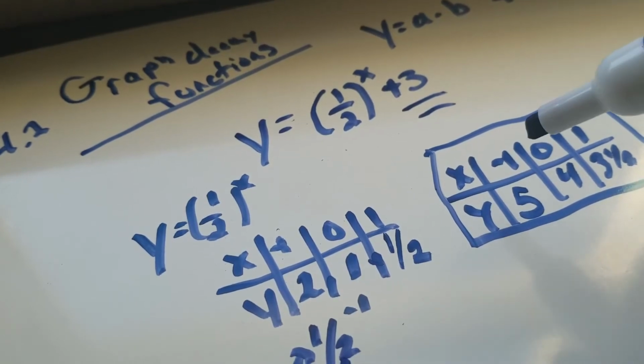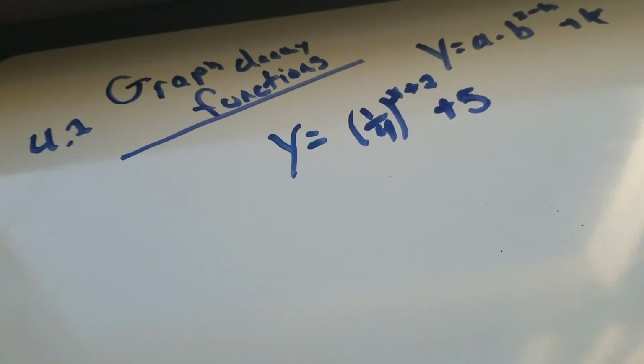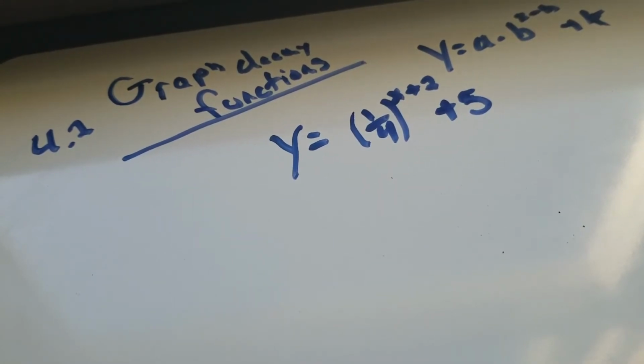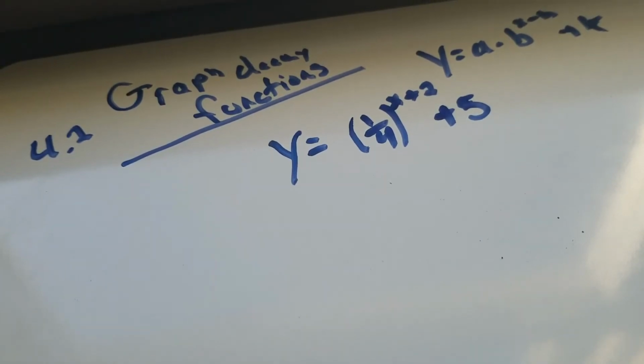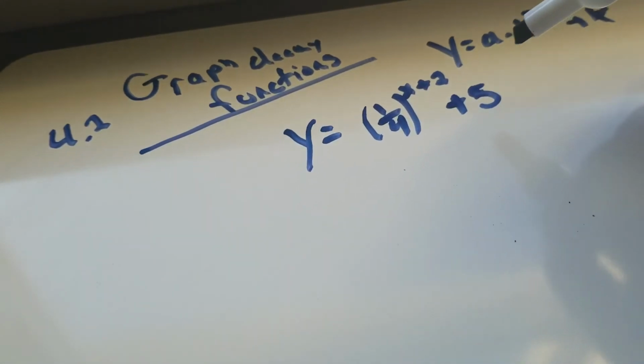I'm going to do one more with both horizontal and vertical shift in it. All right. This, I believe, will be the last problem of the video today. Let's just do y equals 1/4 to the x plus 2, plus 5. So notice the plus 2 is the exponent while plus 5 is a normal number, okay?